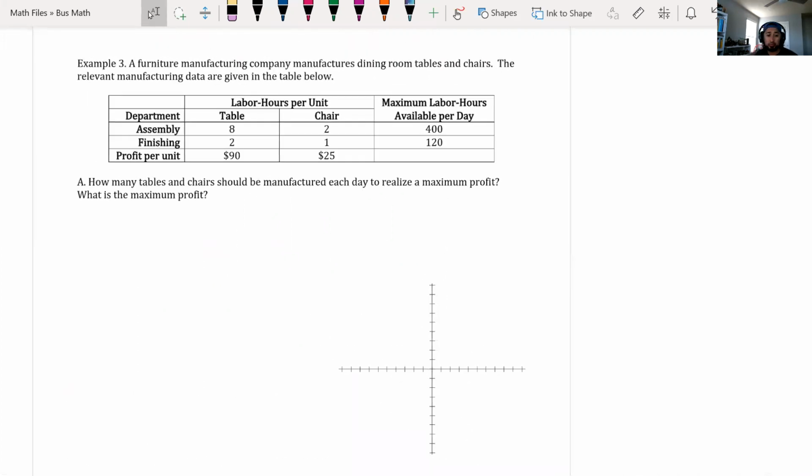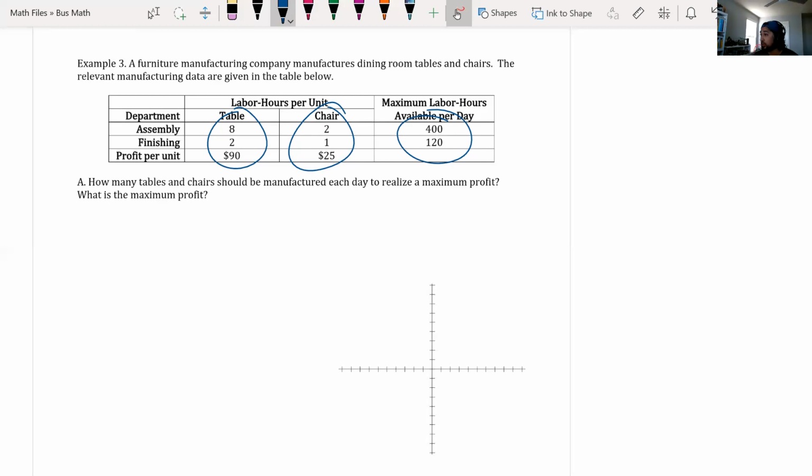Last one, y'all. Application problem. A furniture manufacturing company manufactures dining room tables and chairs. The relevant manufacturing data are given in the table below. For tables, you need 8 hours of assembly and 2 hours of finishing, and the profit per table is $90. For chairs, you need 2 hours for assembly, 1 hour for finishing, and you get $25 per chair. And here are the maximum labor hours per day for assembling tables and chairs.